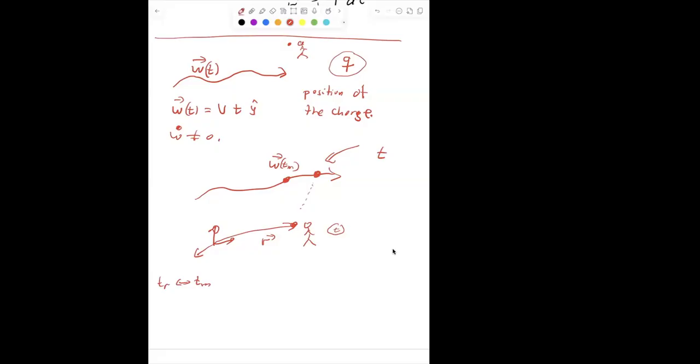I find it bad notation, but it's okay notation. Always, Griffiths is always a great book.